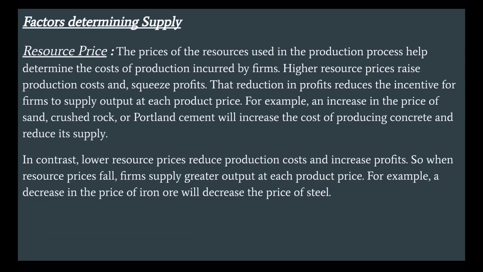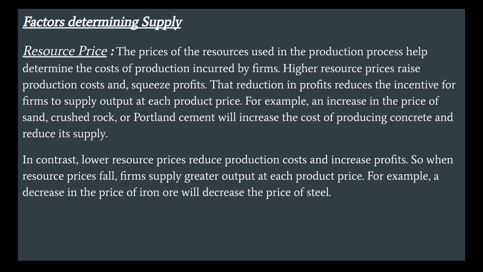Factors determining supply. Resource price. The prices of the resources used in the production process help determine the cost of production incurred by firms. Higher resource prices raise production cost and squeeze profits. That reduction in profits reduces the incentive for firms to supply output at each product price. For example, an increase in the price of sand, crushed rock, or Portland cement will increase the cost of producing concrete and reduce its supply.